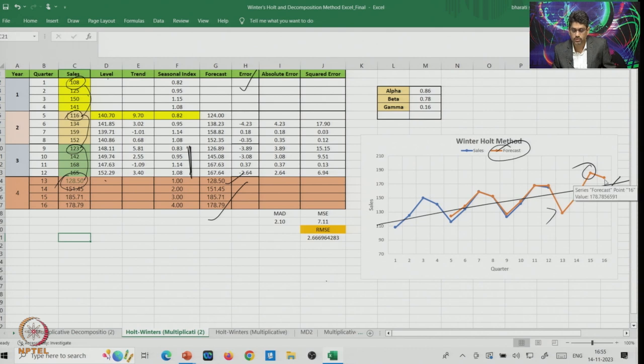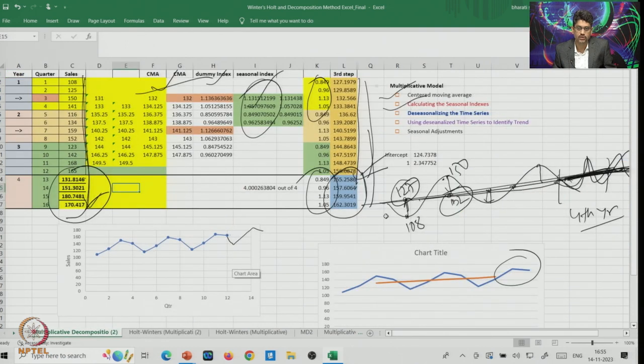The Winter method forecast for the same data may not have the same output. Here you can see the RMSE value. But if you look at the multiplicative method, what is the RMSE? I have also calculated the RMSE here. Let me show you the RMSE calculation.